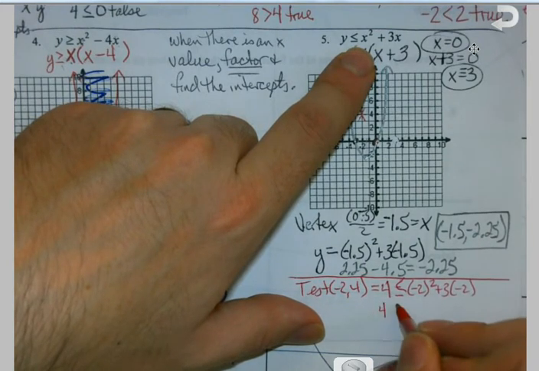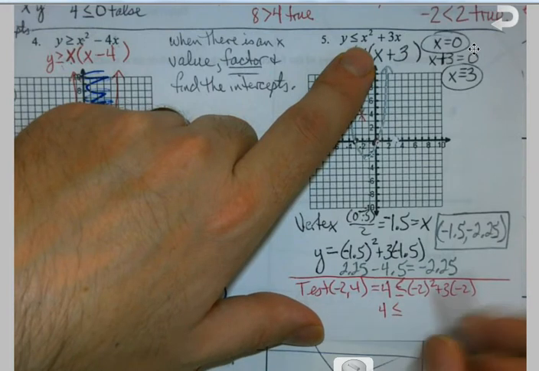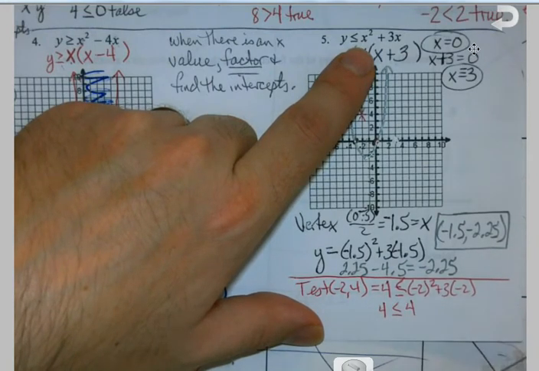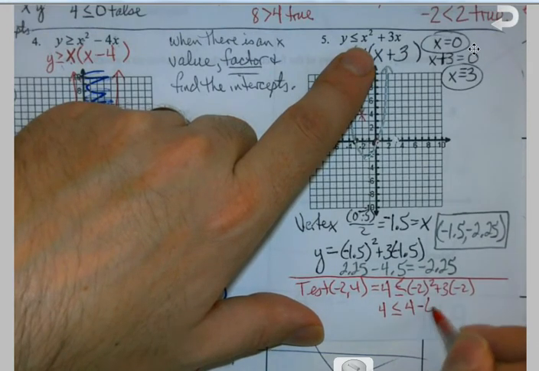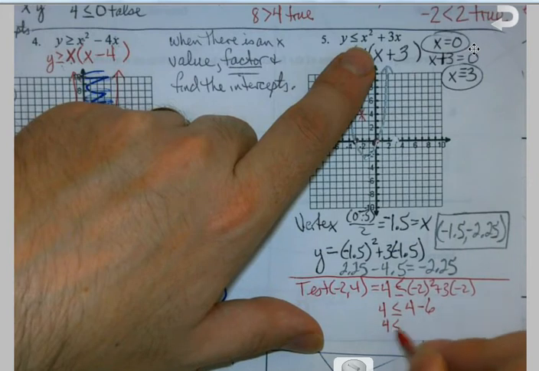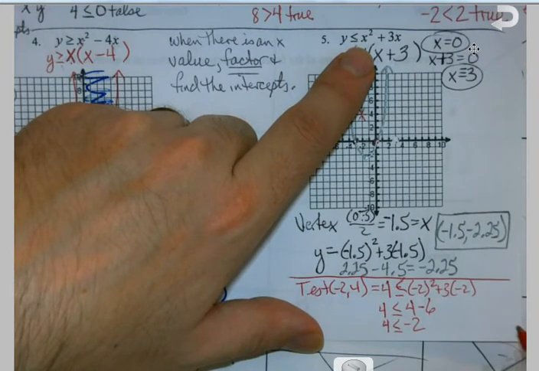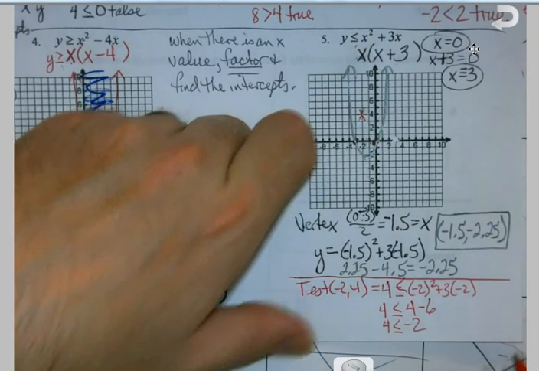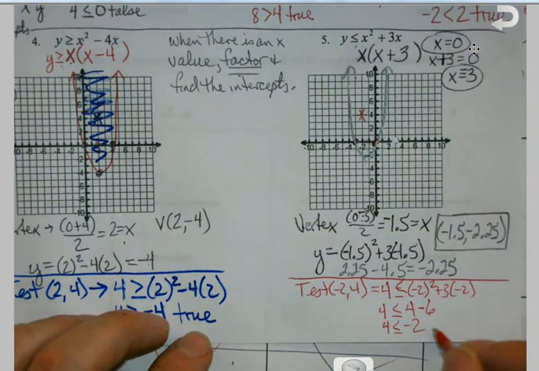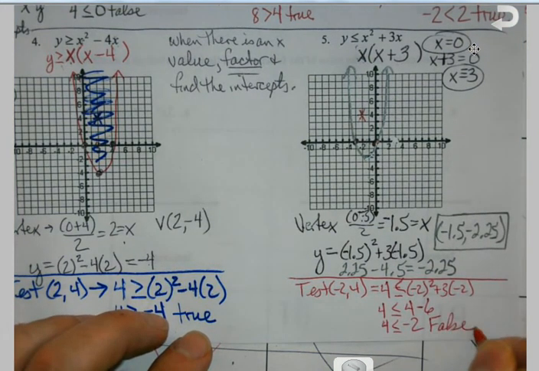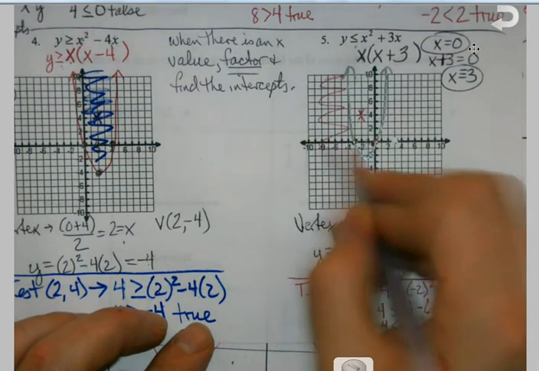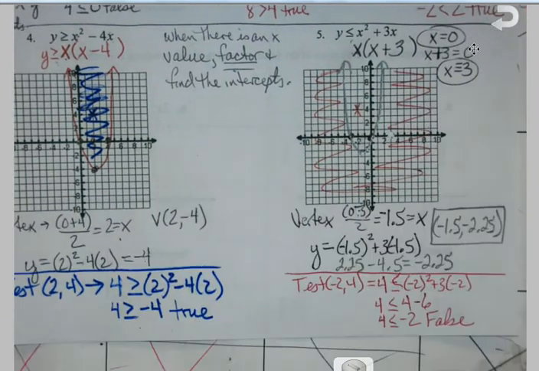So 4 is less than or equal to negative 2 squared, which is 4, minus 3 times negative 2, which is negative negative 6, and then 4 and 6 would be negative 2. So is 4 less than or equal to negative 2? No. False is outside. True is in.